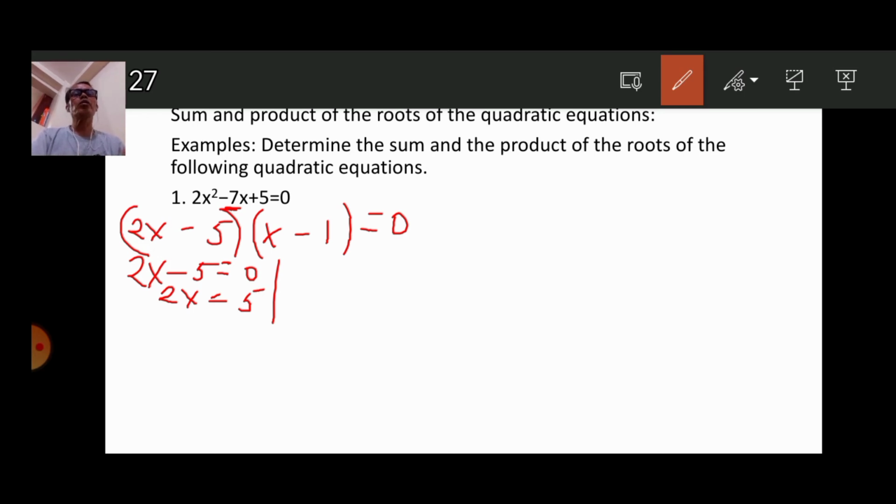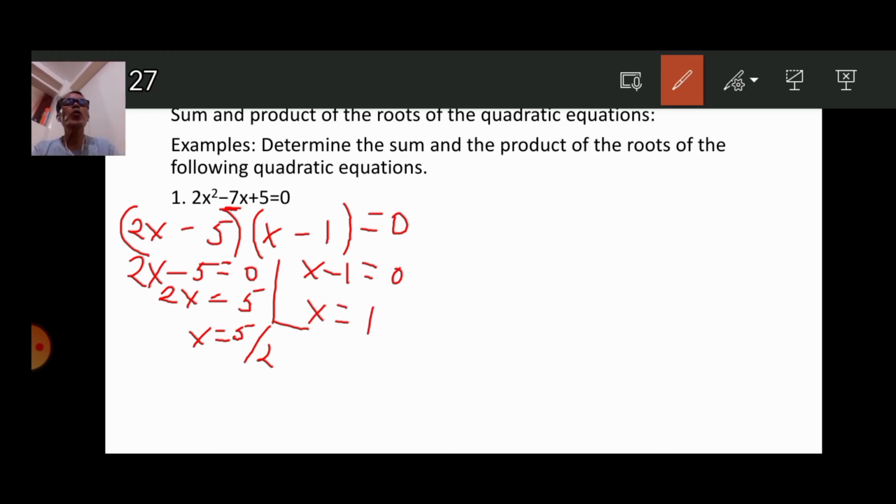Then dividing both sides by 2, you will have x is equal to 5 over 2. On the other side, you will have x minus 1 equals 0. Transpose negative 1 to the other side, or solving for x, you will have x is equal to 1.